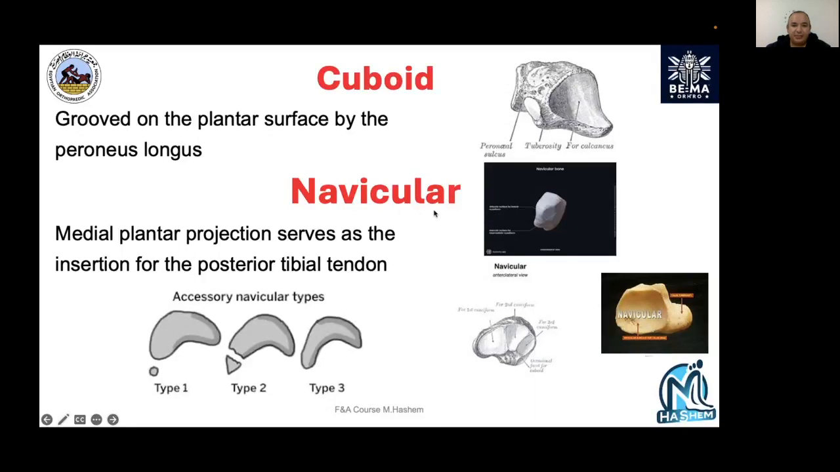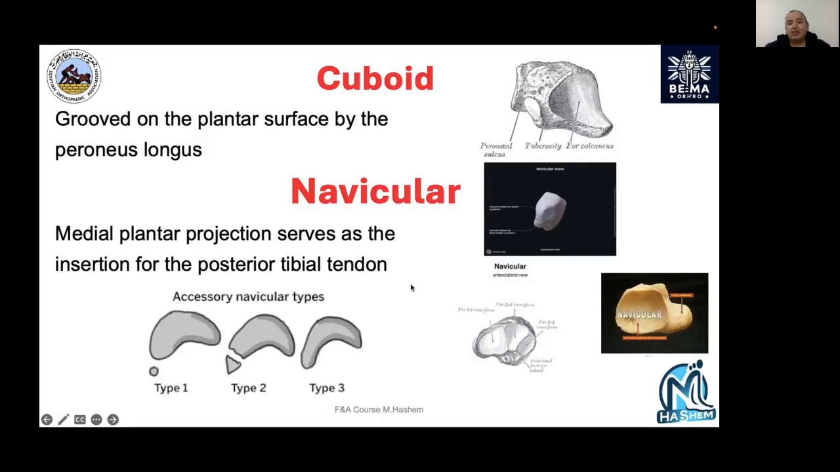The navicular is very important. Remember these pictures to show you that the cuboid and navicular are very big bones. When you go and fix them, you will see the navicular is a really big bone, and it has a wedge shape, or what we call semilunar shape. The navicular has a medial plantar projection, which is the insertion for the tibialis posterior, the most important one.